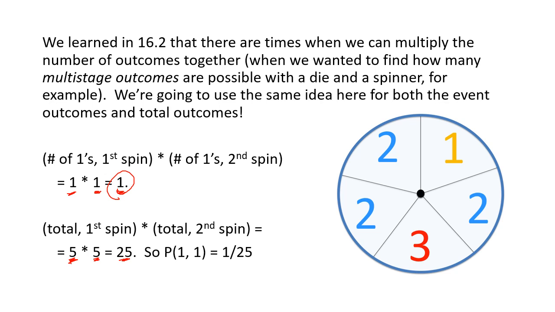We've constructed this using a model where everything is uniformly distributed. Everything has the same probability. So I know that the probability of getting a 1 and a 1 is 1/25. That's what this 1, 1 represents: I want a 1 on the first spin and a 1 on the second spin. So we could use this idea from 16.2 of calculating the total number of outcomes for the event and for the sample space, and then we get the probability from there.